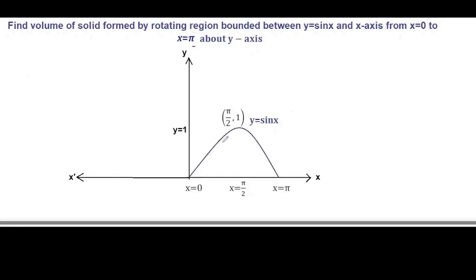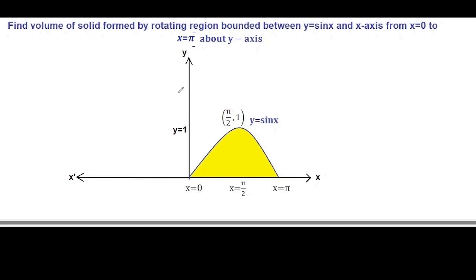So this is the curve of y equal to sin x from x equal to 0 to x equal to pi. This is the peak point of the curve at pi by 2, where y is equal to 1. So this portion is the bounded region by the curve and the x-axis. So let's shade this portion. Now this region is rotated about the y-axis.